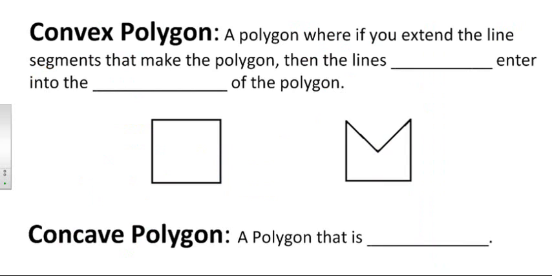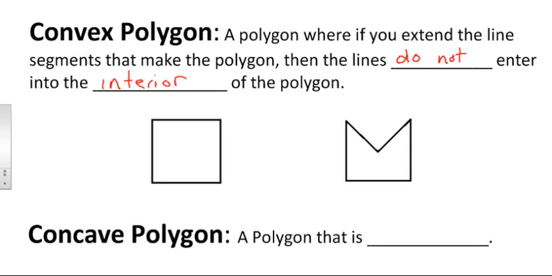Once we know something is a polygon, we can decide whether or not it is convex or concave. These are mutually exclusive events. That means that every polygon is one of these 2 things. There's nothing that can be both convex and concave, and there's nothing that can be neither convex nor concave. To be a convex polygon, I would need to be able to extend each of those line segments that make up the polygon. And when I extend those line segments, I would have to make sure that they do not enter into the interior of the polygon.